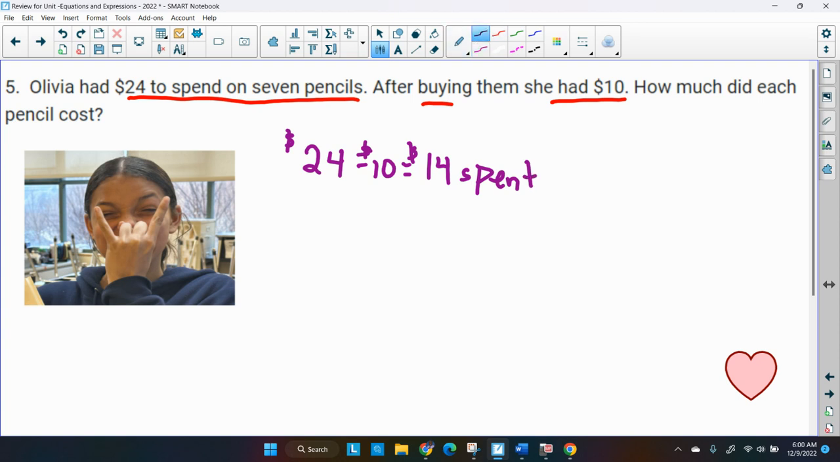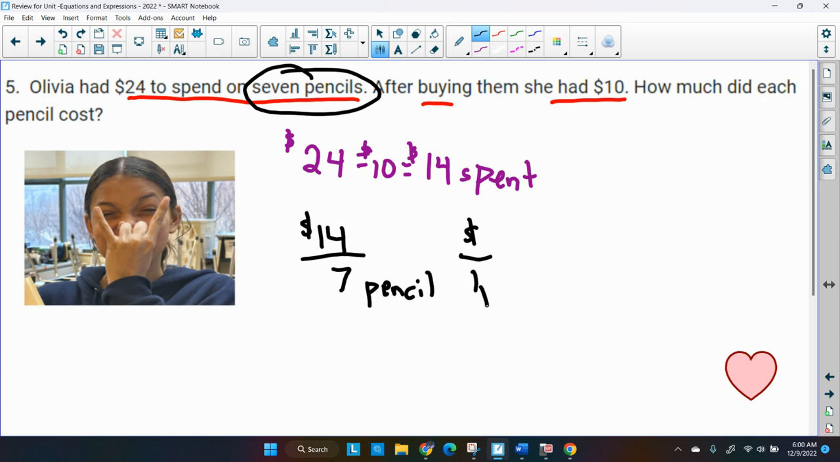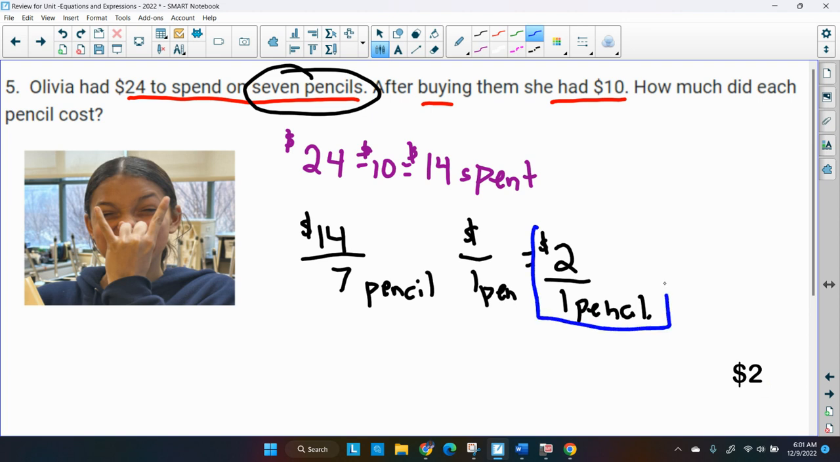Now that I know she spent $14 on how many pencils? 7 pencils. So let me take the $14 that she spent and divide that by 7, because there are 7 pencils. And that'll give me the price for 1 pencil. So 14 divided by 7 is 2. $2 for 1 pencil. And that's the price that she spent. $2 for 1 pencil. Okay, that's a nice word problem. Let me circle my answer. All right, let's keep moving.